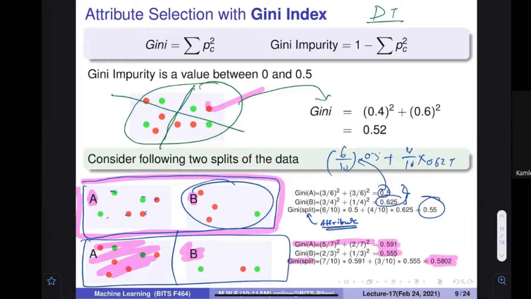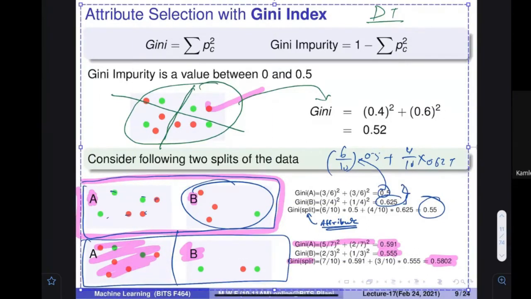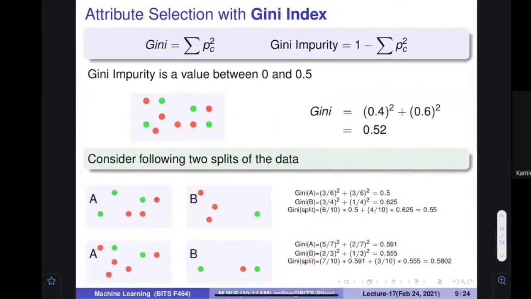So can you tell me which particular split is better? Anybody? First split or second split? Let me say this is split number 1 and this is split number 2. Which split is better? Can you tell me? Second one, because it has a higher value. So this is a better one.